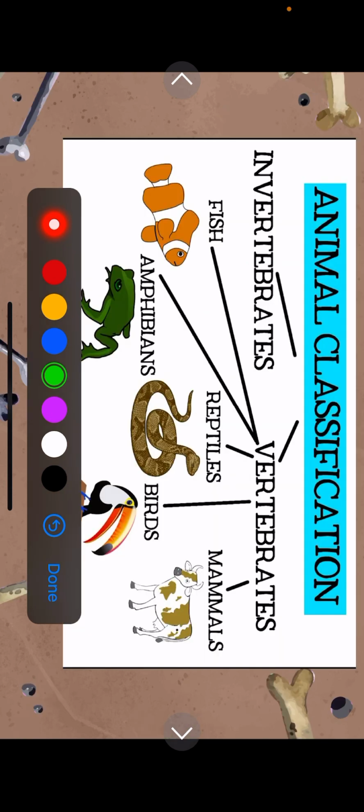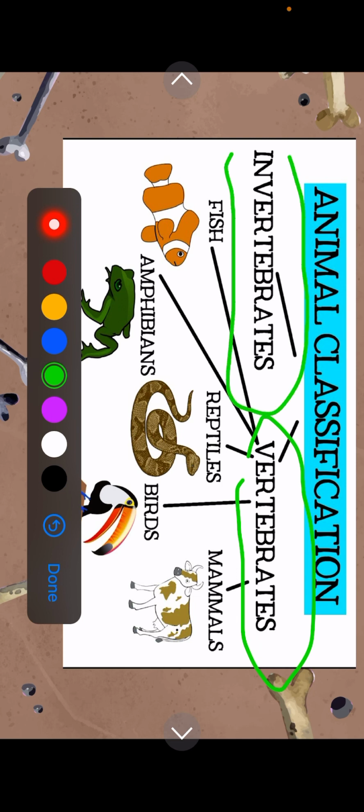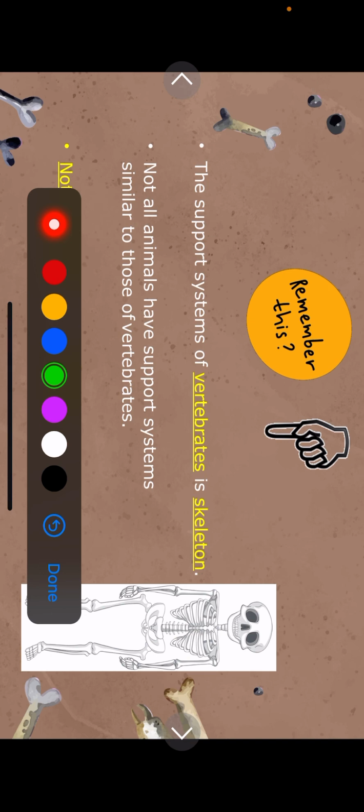So we said before also that the scientists classify the animals into two groups, vertebrates and invertebrates. Vertebrates means the animals that have backbones, they have skeletons that support their body structures. But what about the invertebrates? How is their body structure supported? Supported by a new thing. So first, let's remember that the support system of vertebrates is the skeleton.